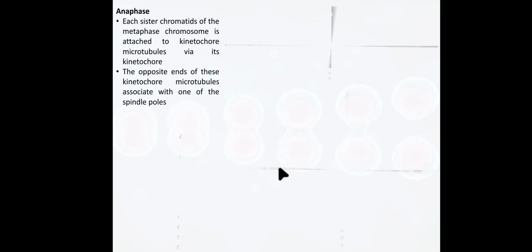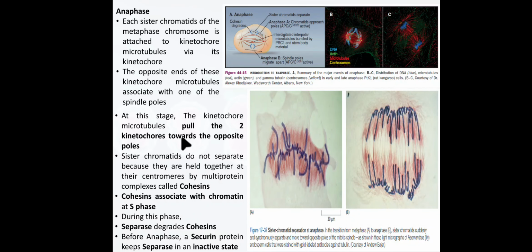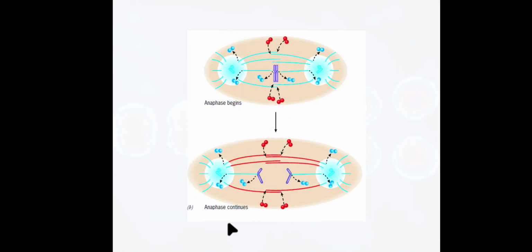So let us see the images one by one now. At the anaphase stage, the kinetochore microtubules pull the two kinetochores towards the opposite poles. Sister chromatids do not separate because they are held together by a multi-protein complex called cohesin. Cohesin is associated with chromatin at the S phase itself. During this phase, separase degrades the cohesin, so that will result in freeing of the chromatin network or sister chromatids. Before anaphase, there is a securin protein which keeps the separase in the inactive state.